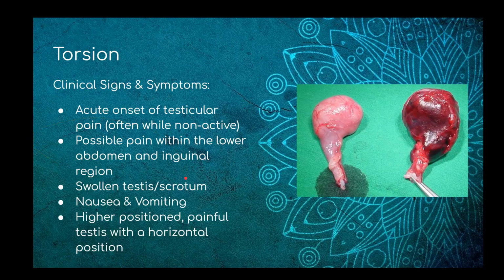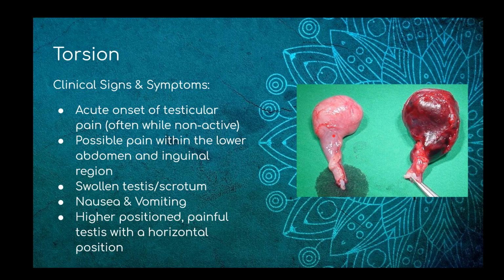So torsion is basically the testicle spinning upon itself. It twists around that spermatic cord, and when it twists, that ends up cutting off blood flow to the testicular artery, which then cuts off blood flow to the testicle itself.